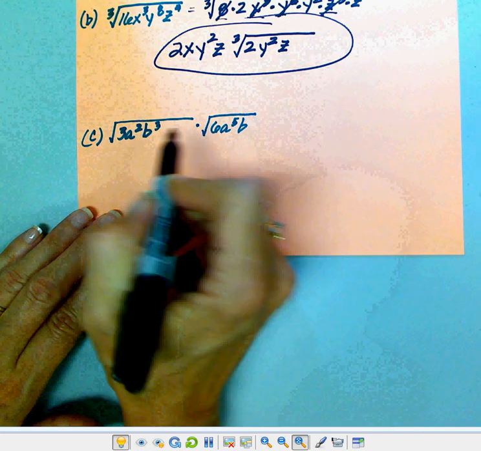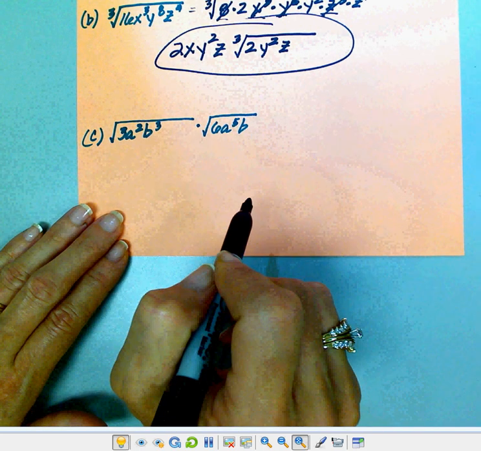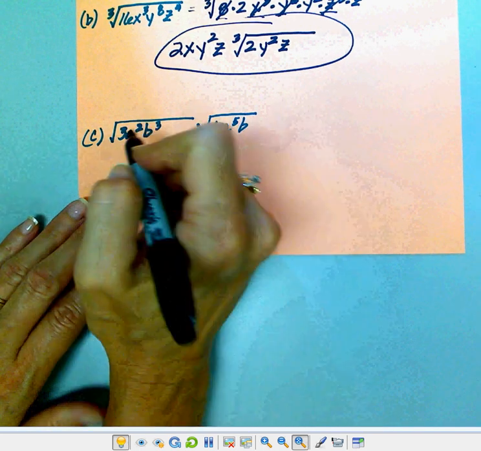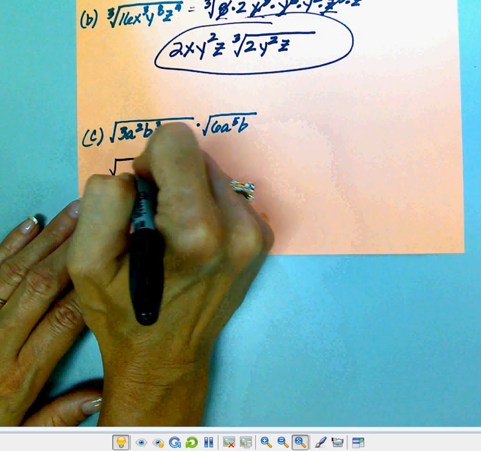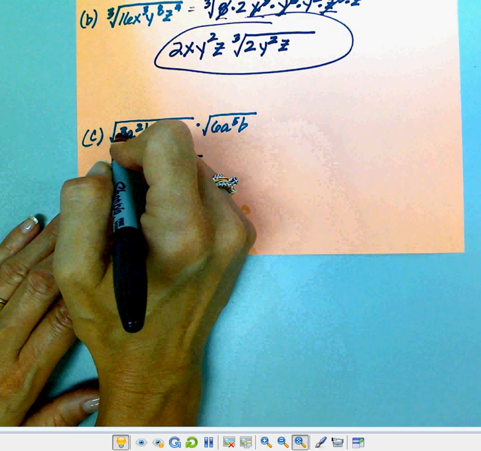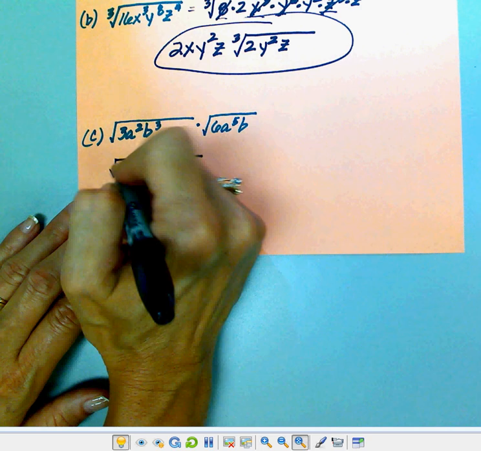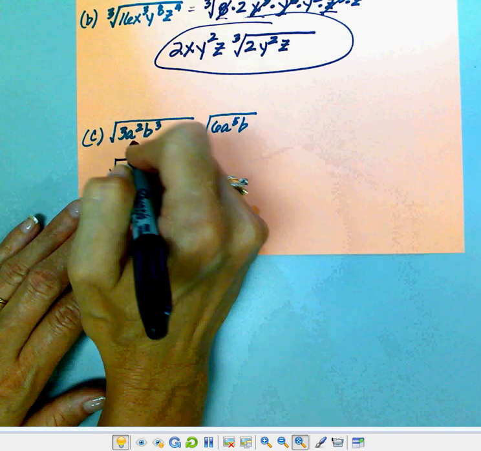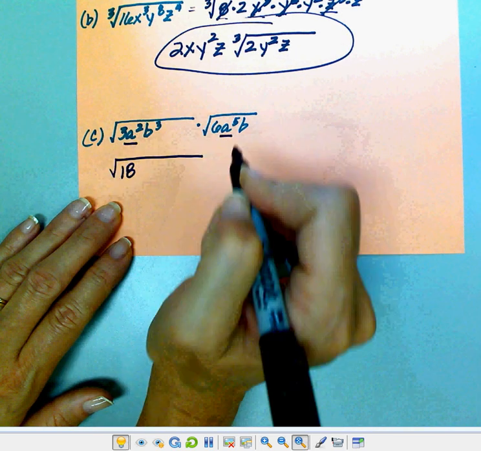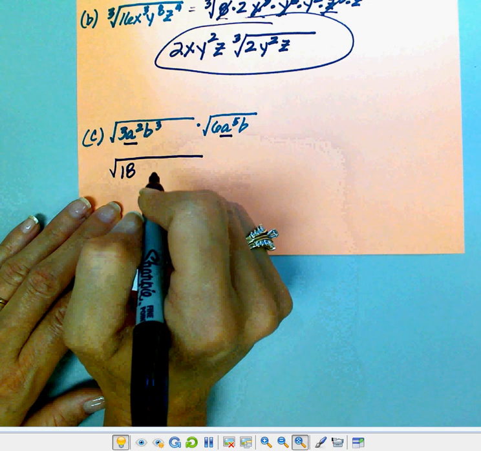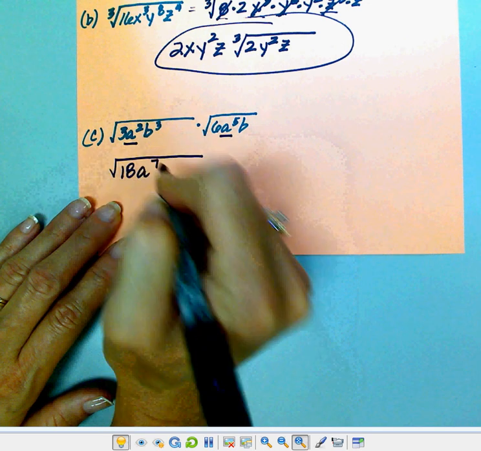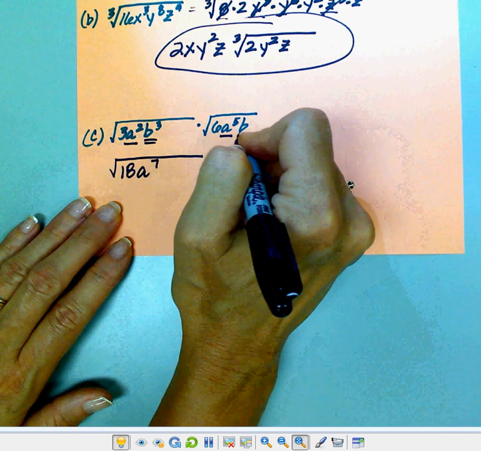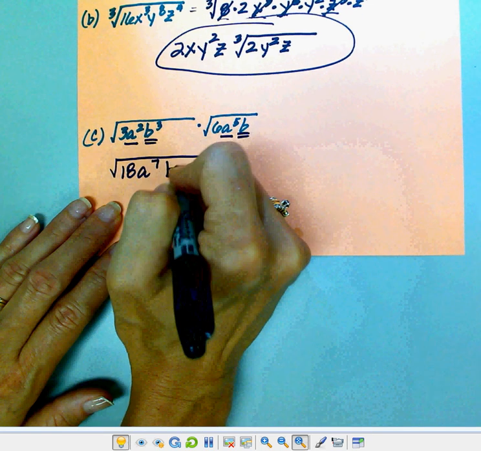The next example wants me to multiply these two radicals together. So I'm going to go ahead and multiply. So I have 3 times 6 is 18. A to the 2nd times a to the 5th. When I multiply monomials of like bases, I add those exponents. And b to the 3rd times b to the 1st is b to the 4th.